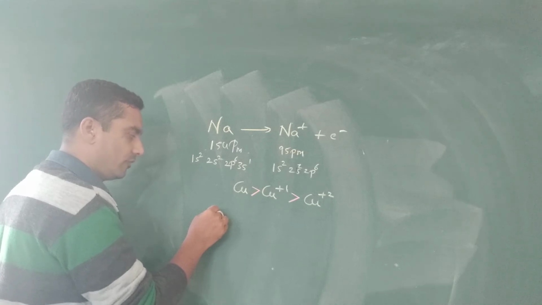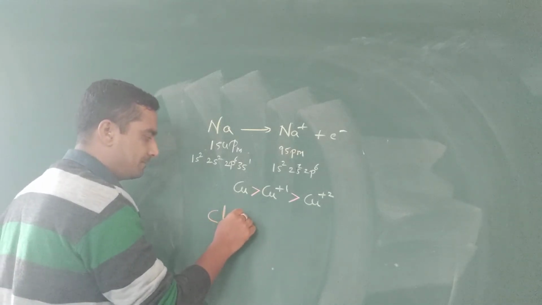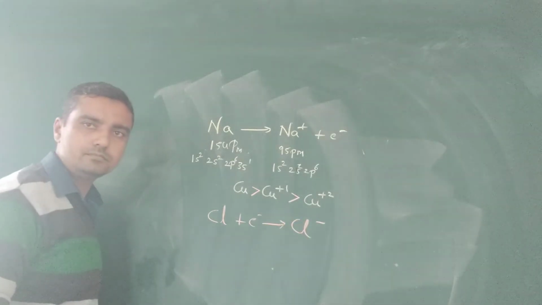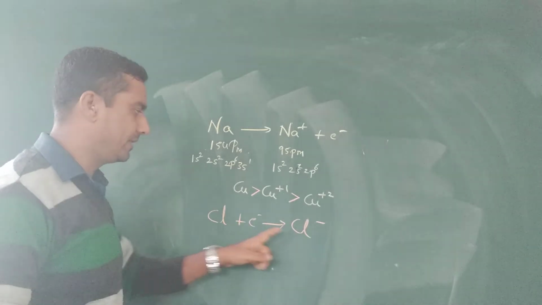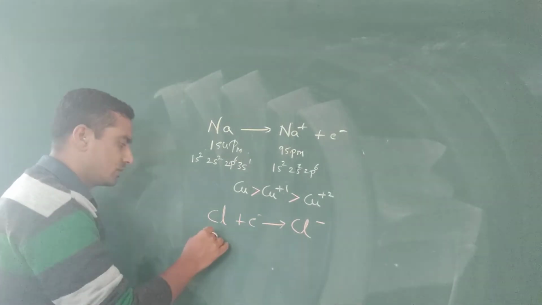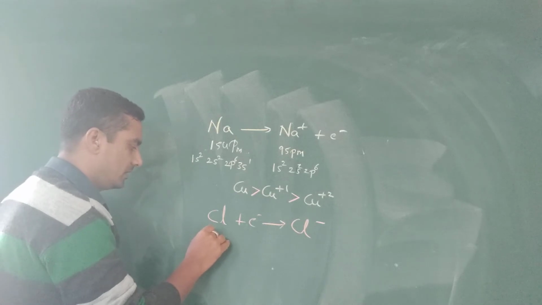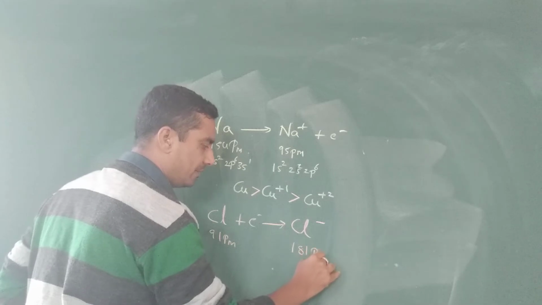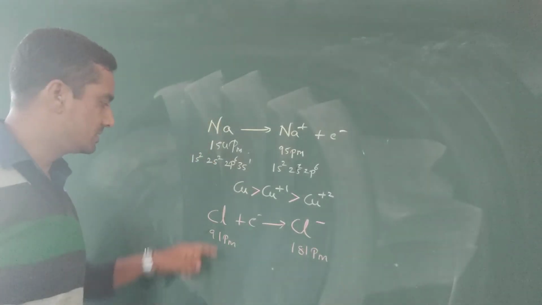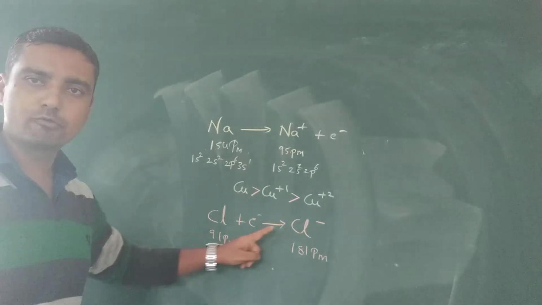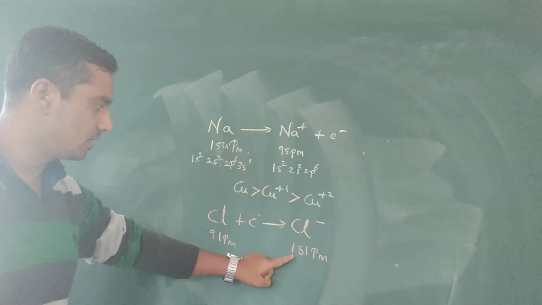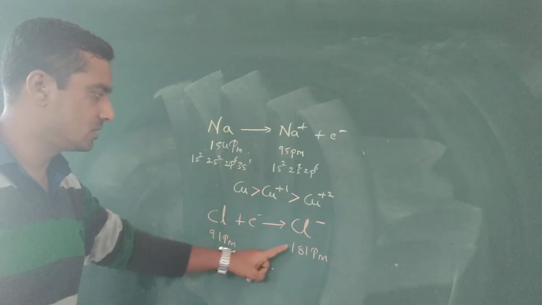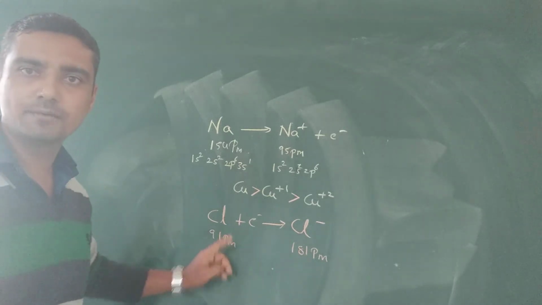Now if we go for anions, the chlorine atom gains 1 electron to form the chloride ion. Here the size is 91 picometer for the neutral atom, and here it is 181 picometer. After adding the electron, it forms an anion. So the size of the anion is more as compared to the neutral atom. Remember that.